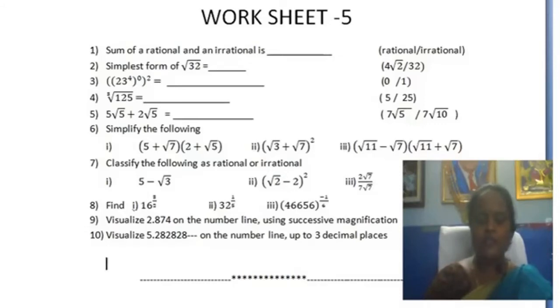Third, 46,656 whole power minus 1 by 6. Ninth question, visualize 2.874 on the number line using successive magnification. Visualize 5.2828 and so on on the number line up to 3 decimal places.